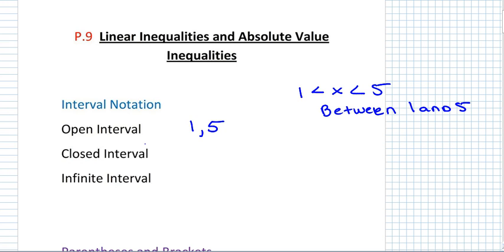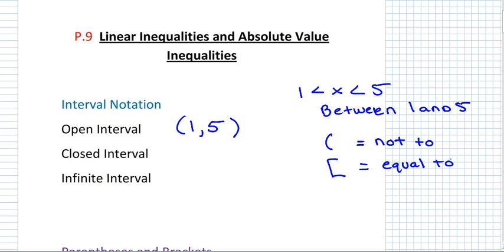And an open interval is one that doesn't include the two numbers. Notice how there's no equal to, so that's an open interval. And for an open interval, you have parentheses. So basically a parenthesis means not equal to that number, whereas a bracket means it equals that number.